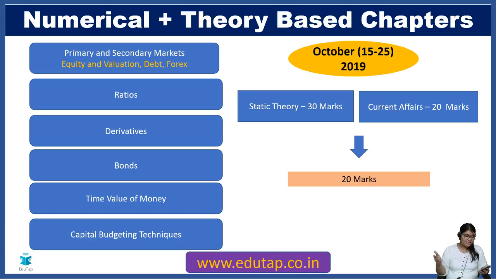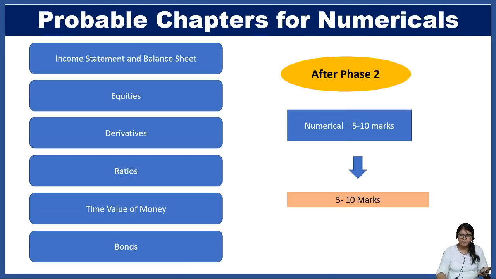Some of you might be writing it for the second time. You might already be aware of these topics. So there are so many ifs and buts attached to the strategy. Lastly, if you see probable chapters for numericals, you would have realized that as the years are passing by, the weightage of numericals is actually reducing, but again, we cannot completely ignore it. Let's just put it for after phase 2.